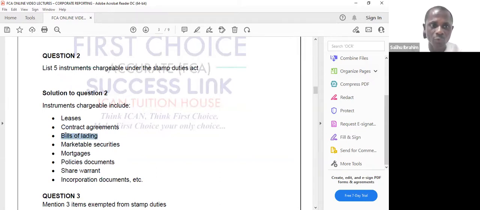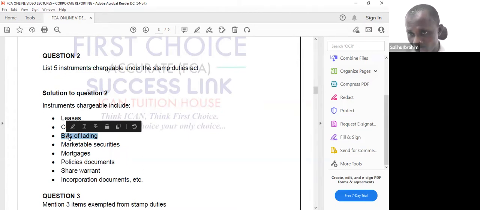Bills of lading. What is a bill of lading? The bill of lading is a document sent by the exporter to the importer that the importer will use to claim the goods at the port of destination. So if I buy something from a supplier overseas and the supplier sends the goods to me down in Nigeria, for me to be able to claim it, the exporter over there will need to send me a bill of lading. It is this bill of lading that I will use to claim the goods at the port. So this bill of lading is a chargeable instrument under the Stamp Duty Act.